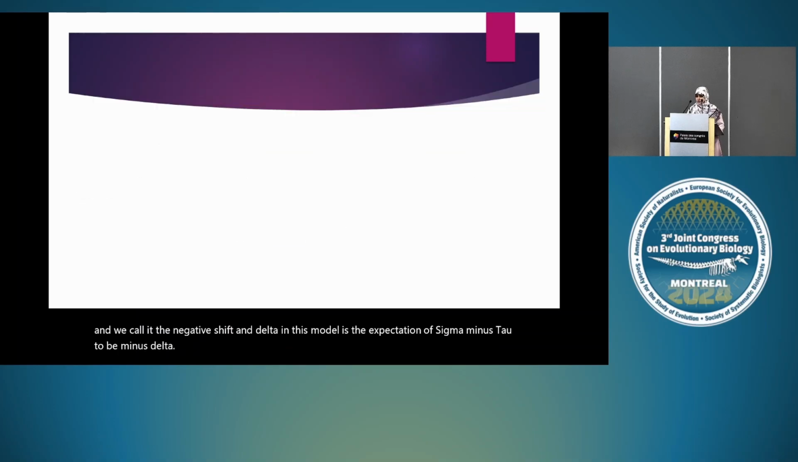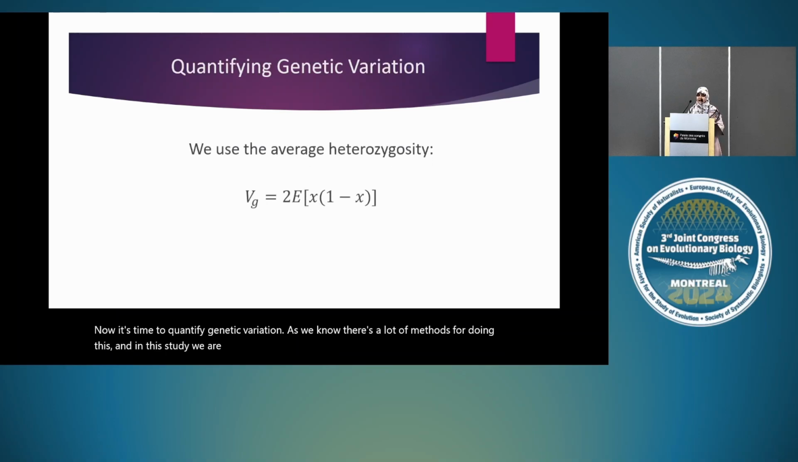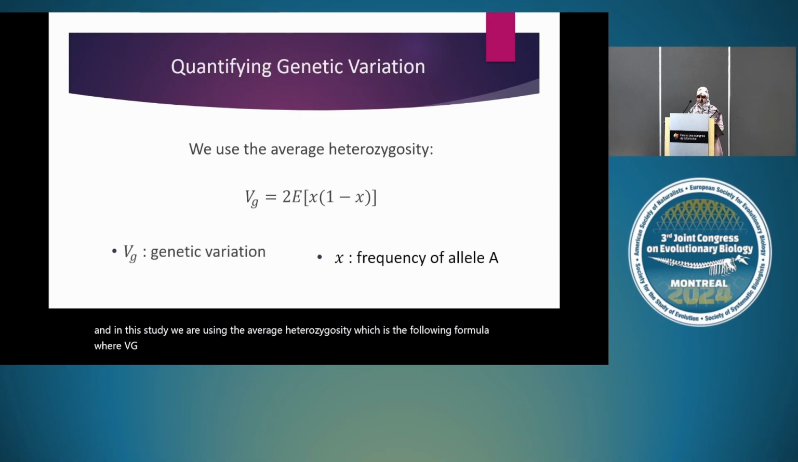Now, it's time to quantify genetic variation. As we know, there are a lot of methods for doing this, and in this study, we are using the average heterozygosity, which is the following formula, where Vg is the genetic variation or diversity, and x is the frequency of allele A. Let's unpack this equation a little bit together.